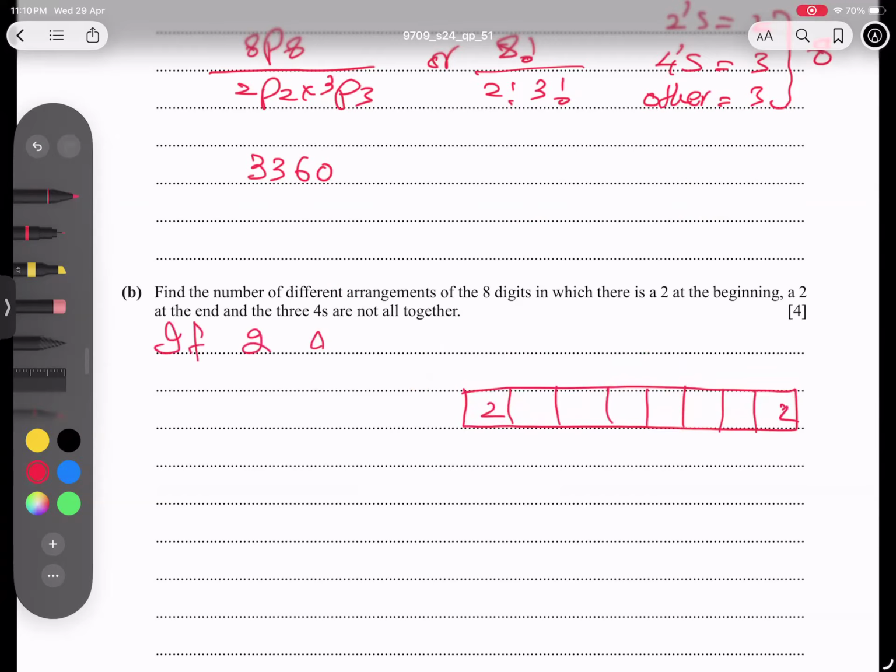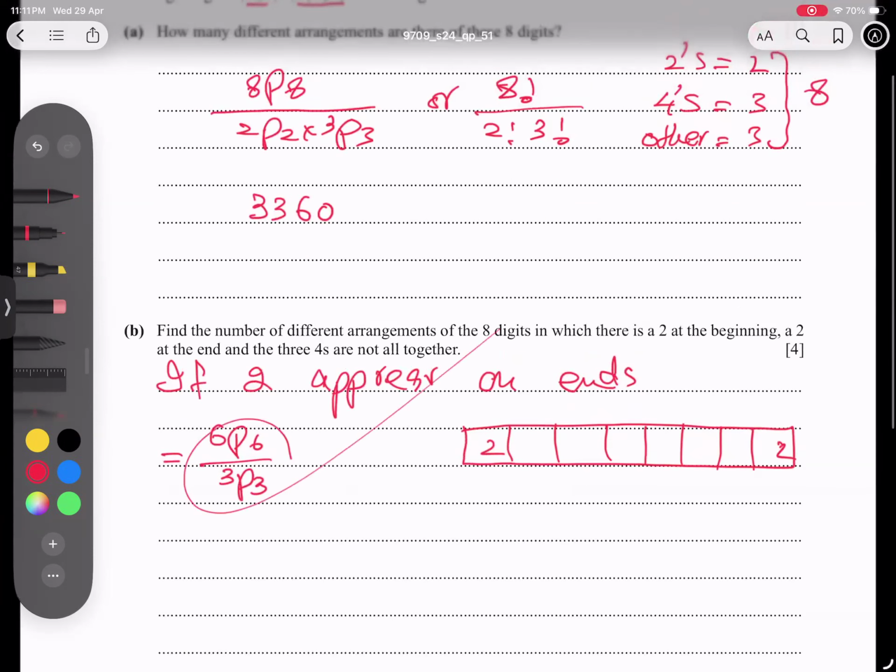Let me write it now here. If 2 appears on the ends, then what is the answer? So the answer is 1, 2, 3, 4, 5, 6. So 6P6 divided by 3P3. Why is this so? Because there are 3 4s, because the 2s are blocked. The 2s, students, are blocked. So 2 cannot move, 2 gone. But 3 are repeating. So that's it. And this we check when they are together. So 6P6 divided by 3P3.